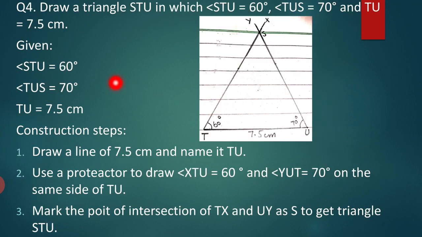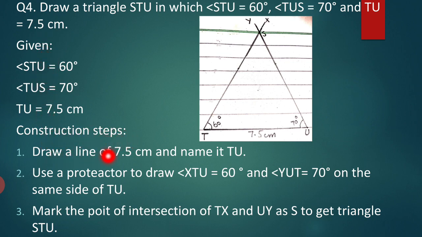Here is question number 4, students. Draw a triangle STU. You are supposed to draw a triangle STU in which the data is given such that angle STU is equal to 60 degrees, angle TUS is equal to 70 degrees, and TU is a side that is given as 7.5 centimeters. You have to write your data very carefully.